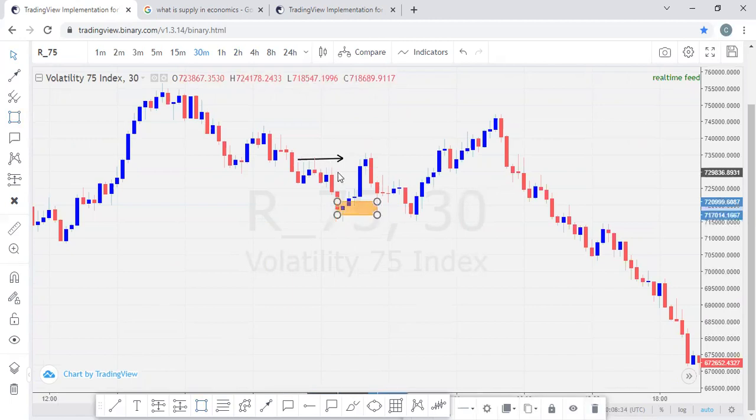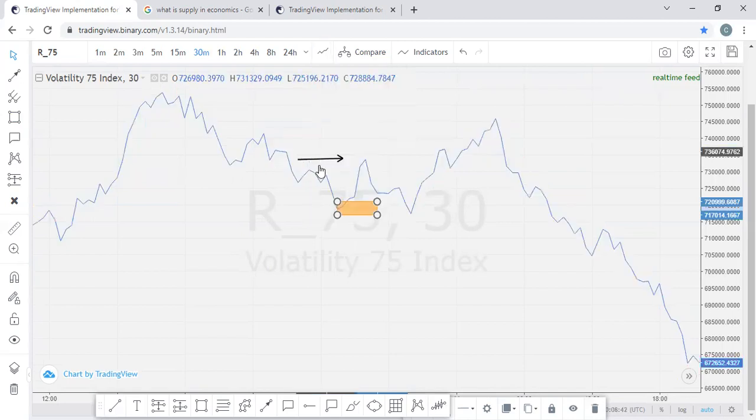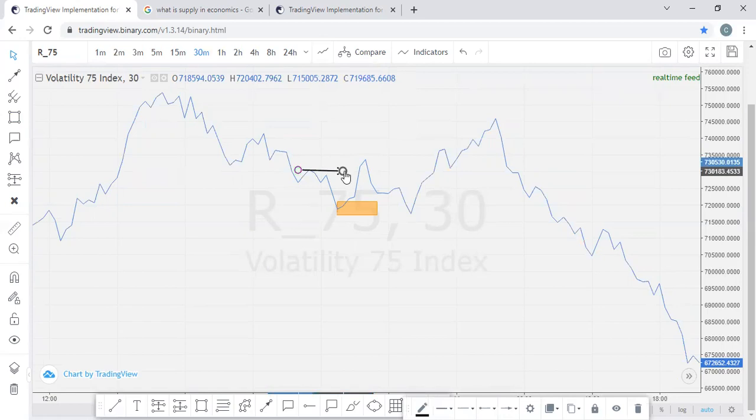To check a BOS, you use the closed prices. So even if we use our line charts to check this out, let's see if there was a break of structure. Look at this. If you're using a line chart, this was the average close price. And then look, the market closed clearly above it. So this was a clear break of structure on the 30 minutes time frame to the upside.